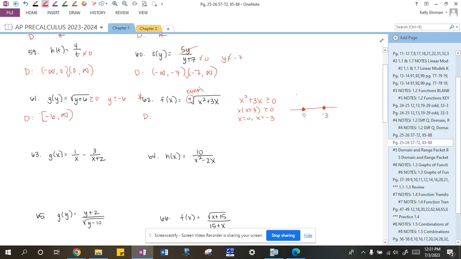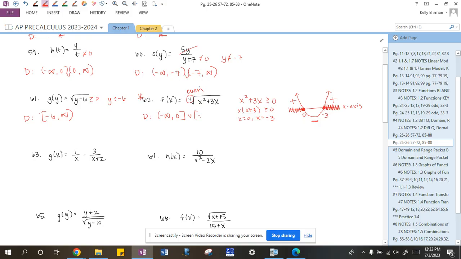This is some sort of parabola that opens up, and these are its two zeros or x-intercepts, right? This number line is the x-axis. And so what we're saying is the graph is above the x-axis anything to the left of 0. The graph is below the x-axis between 0 and negative 3, and above the x-axis to the right of negative 3. So we want just the positive sections. So our domain is anything from negative infinity up to and including 0.